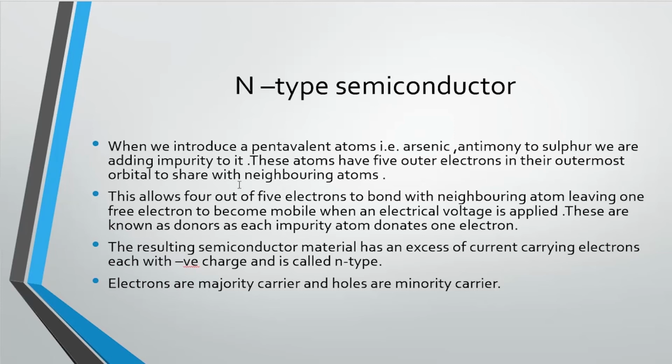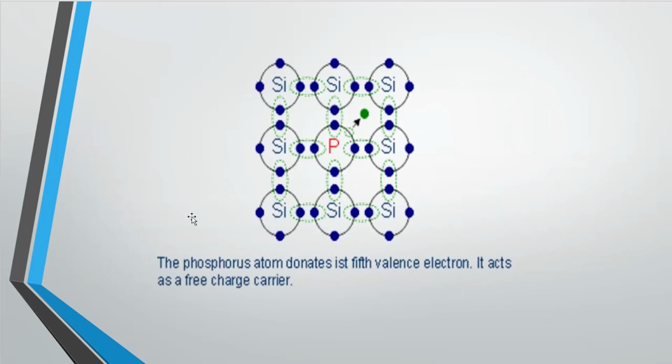So what happens here? We'll see with an example, like we are doping silicon with phosphorus. Phosphorus has five electrons in the outermost shell, of which one electron is being left. The other four electrons make bonds with the silicon electrons.